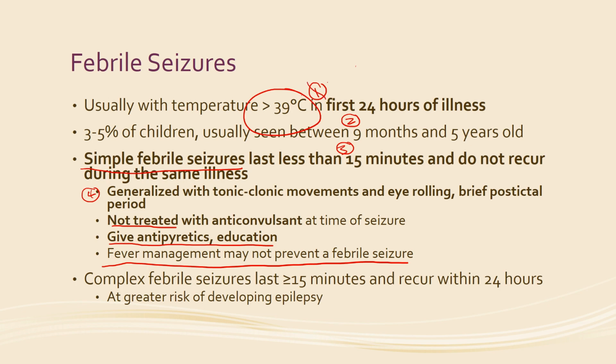If it is not in the first 24 hours of illness, or if it lasts more than 15 minutes, or if it doesn't look like generalized tonic-clonic movements, then it is a complex febrile seizure. These complex febrile seizures are very different. There's a greater risk of developing epilepsy, so you may want to treat that, right? Also, if it recurs within 24 hours, that's a reason to call it a complex febrile seizure as opposed to a simple febrile seizure. So we definitely have to know the criteria of simple febrile seizures.